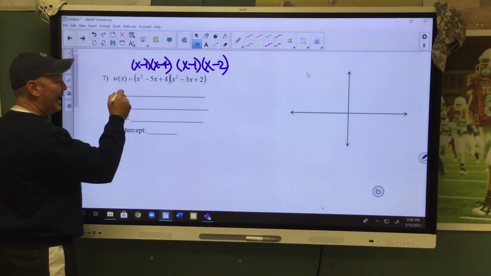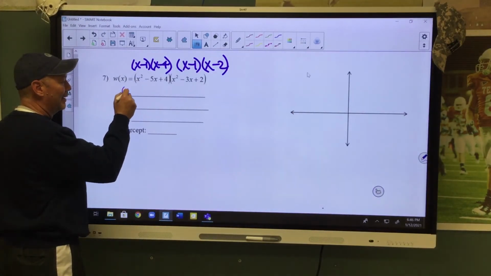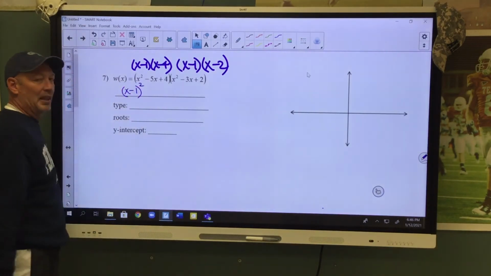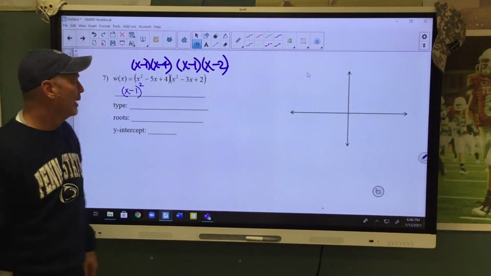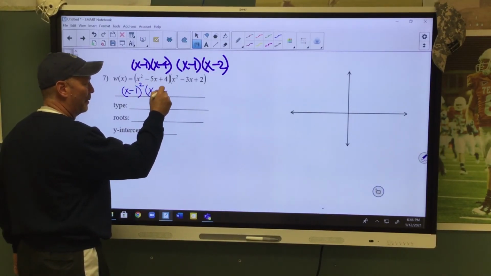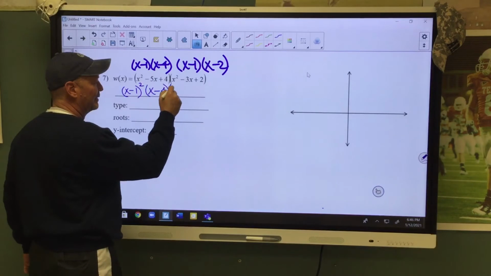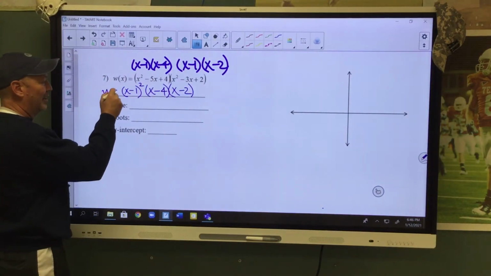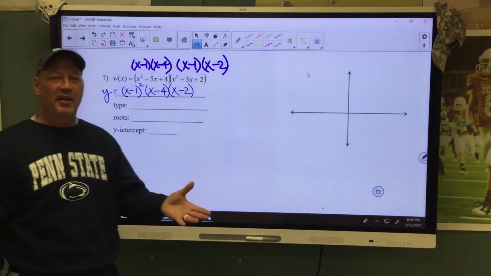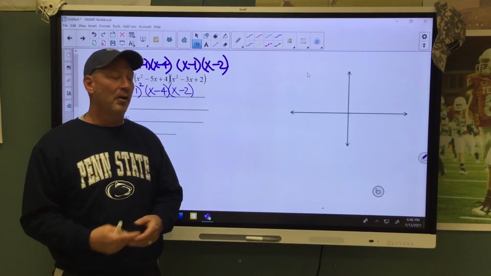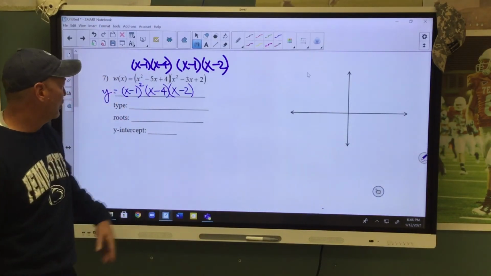But notice you have two of these x minus 1s. So we're looking at x minus 1. Since there's two of them, we're going to say squared. There's my M2. X minus 4 and x minus 2. There's my equation, but there it is in factored form. Okay? So we're going to speed this up. We're going to find our type. Let's look what we have.